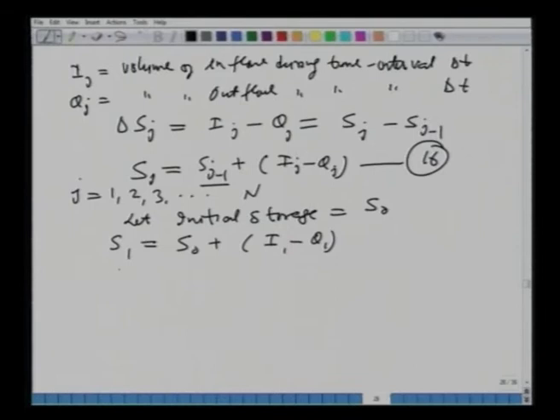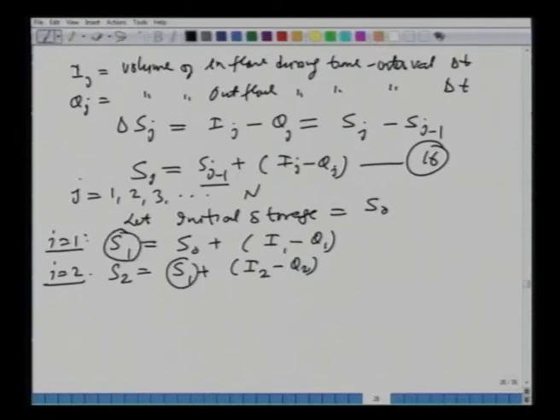Now, we write the same equation at j is equal to 2. That will be S2 is equal to S1 plus I2 minus Q2. Now, what is S1? You put S1 from the earlier equation into this. So, it would be nothing but S0 plus I1 minus Q1 plus I2 minus Q2.